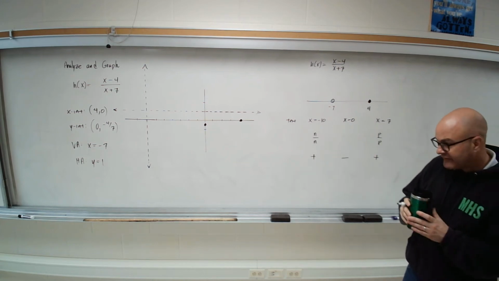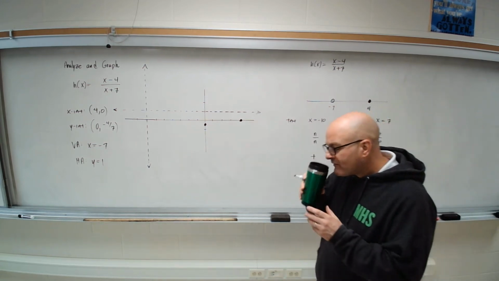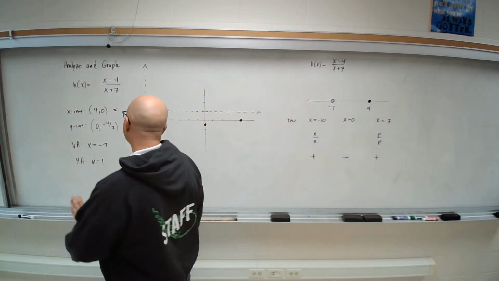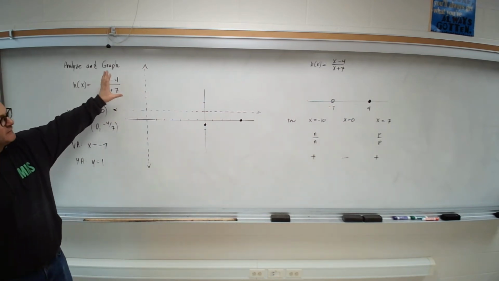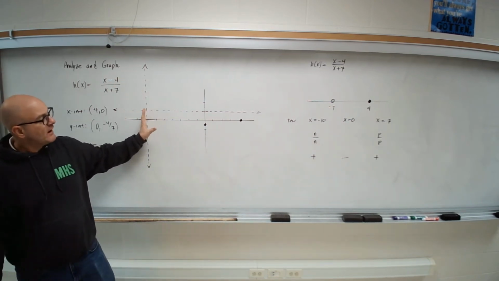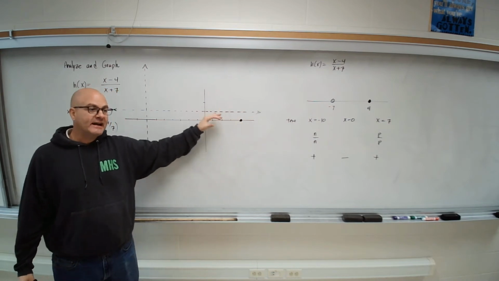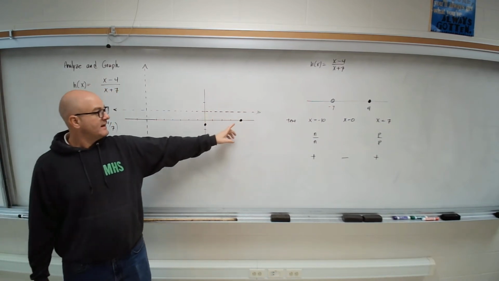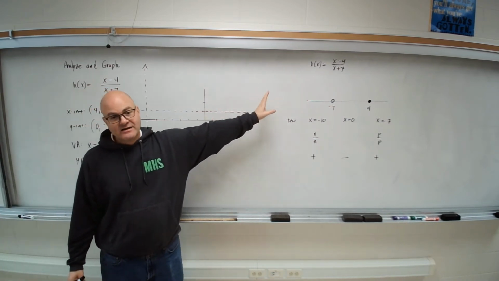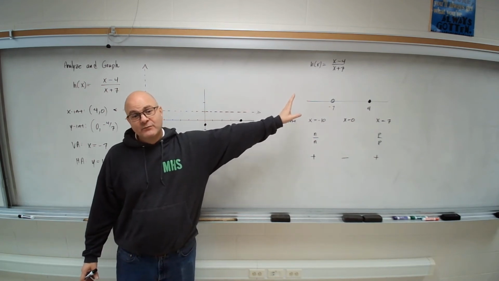So what this tells us is, to the left of the vertical asymptote, it's all going to be positive. In between the vertical asymptote and the 0, it's going to be negative or below the x-axis. And then to the right of this, it's going to be positive or above the x-axis, which is good information.